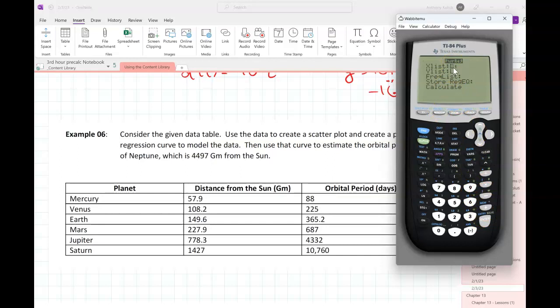So I type my x's into L1. That's good. My y's into L2. That's good. We're never going to use a frequency list in this class. Never. And I'm going to store my regression equation into y1. So I'll press vars, yvars, function y1, and then hit calculate. So there, it spit out my equation. My model would be y equals 0.2 times x to the 1.5.